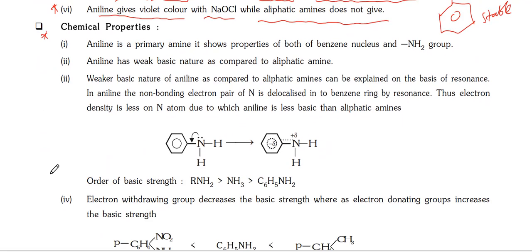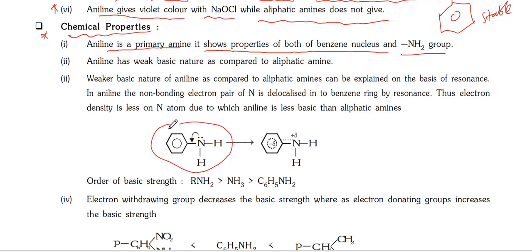Next, chemical properties. The chemical properties, aniline is primary amine. It shows the properties of both benzene nucleus and NH2 group. So this is the benzene, aniline group. So some reactions take place on the benzene ring. Some reactions take place on the NH2 group. Sometimes NH2 replacing, sometimes this hydrogen is replaced. Suppose acylation is there, like that. Okay, two types of reactions are there.